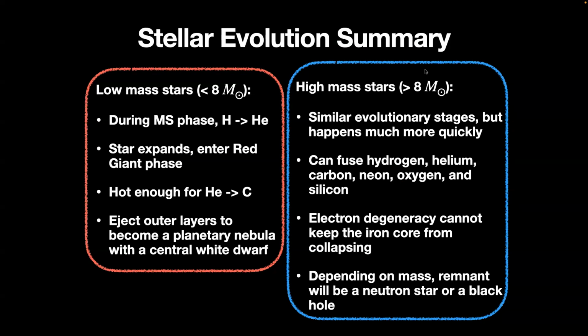For high mass stars, which remember is greater than 8 solar masses, we have some similar evolutionary stages, but it proceeds at a much faster rate than low mass stars. The pressure in these stars can create enough heat to fuse hydrogen, helium, carbon, neon, oxygen, and silicon in concentric shells with an iron core. Electron degeneracy pressure cannot keep the iron core from collapsing, which causes a supernova explosion. And depending on the starting mass of the star, the remnant will be a neutron star or a black hole.